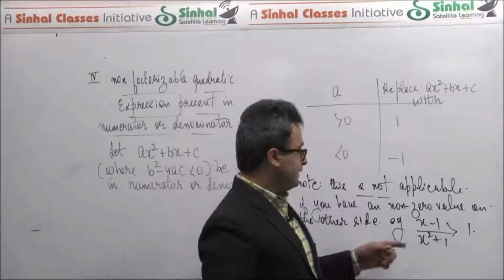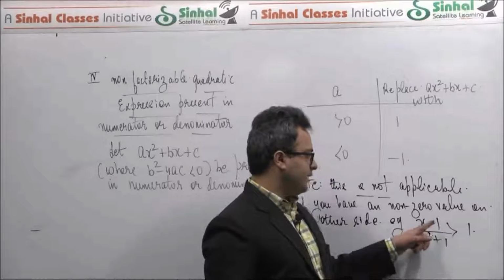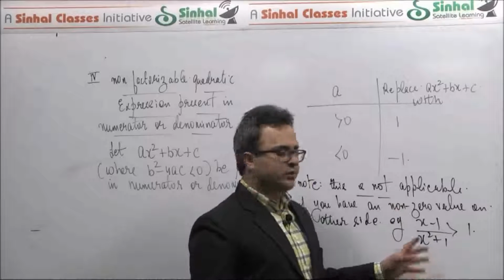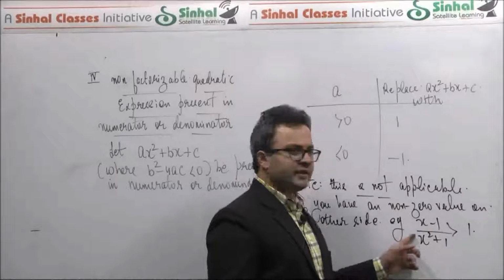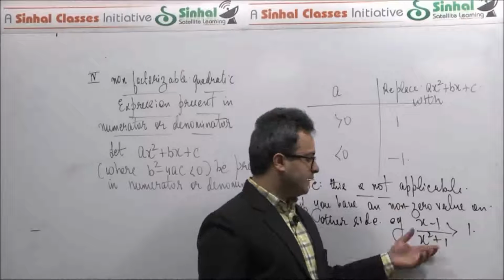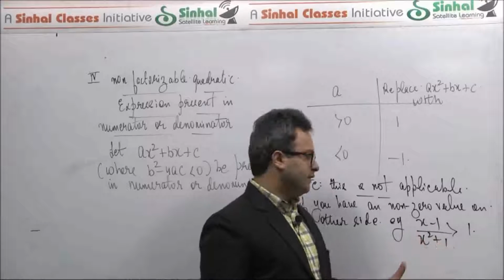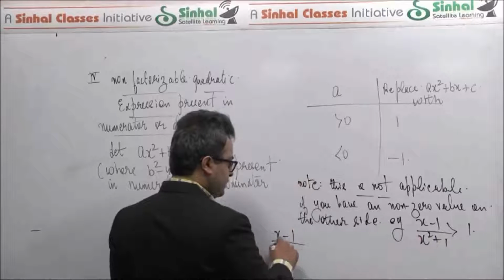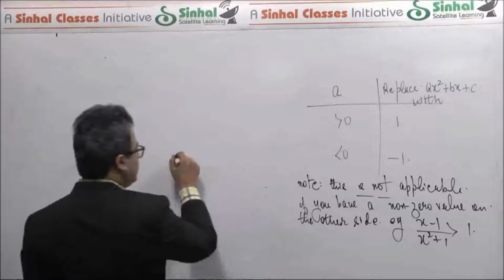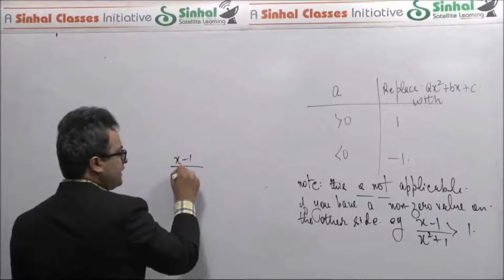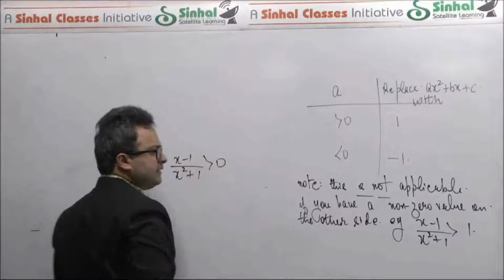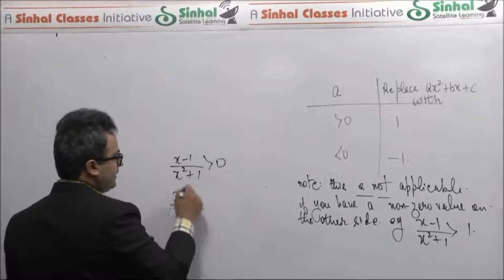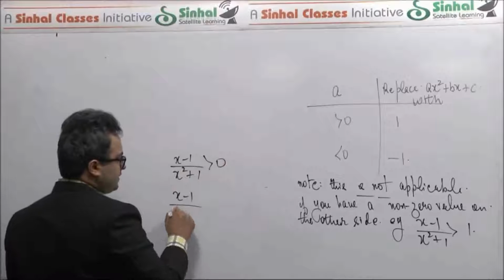So for example, if I have this inequality x minus 1 upon x square plus 1 is greater than 1, over here this idea is not applicable. You really can't say that since for x square plus 1 the b square minus 4ac value is negative, I just simply replace it by 1. However, if you have x minus 1 upon x square plus 1 greater than 0, then of course this is applicable. So I can simply replace x square plus 1 by 1, since a is positive.